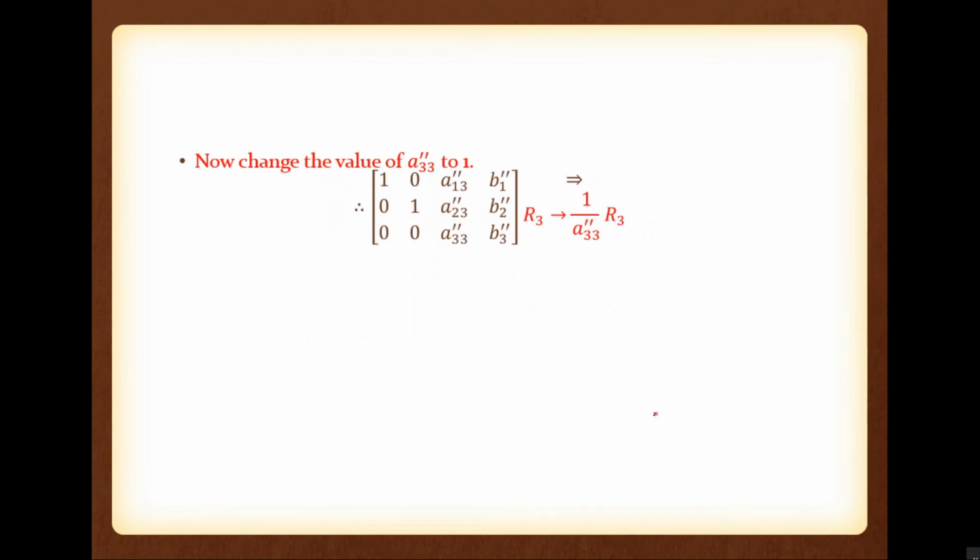Now we are going to start the third elimination. Again, it is a two-step process. So what is the first step? In the third elimination, we are going to change the value of this pivot to 1. This is the pivot of the third elimination. So this value must be 1. For that purpose, this row operation is used.